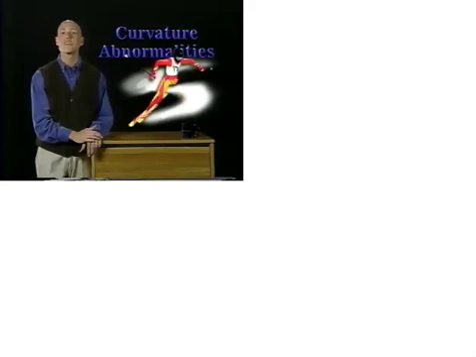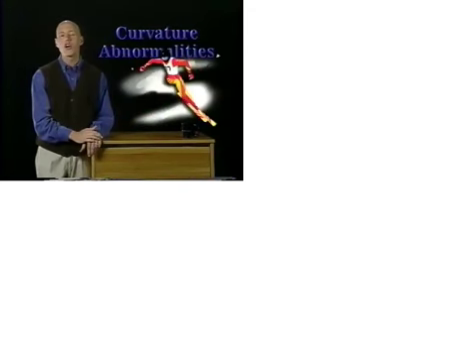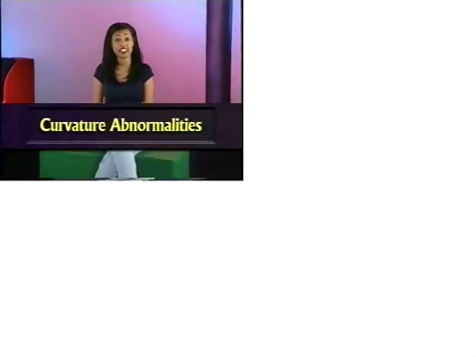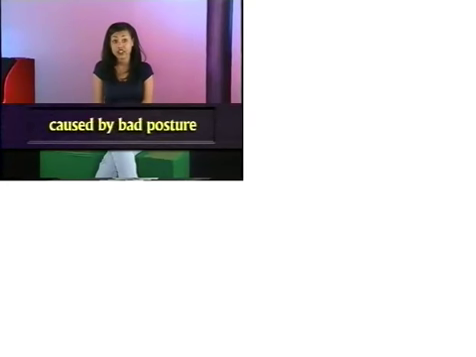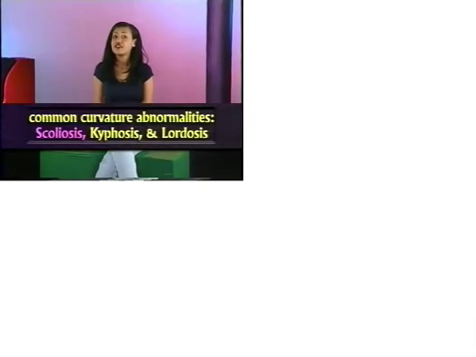But as with all things good, curvatures have a downside, namely curvature abnormalities. Curvature abnormalities can be blamed on any number of factors. Some are congenital, which means they were present before birth. Some are even caused by bad posture. There are a few common curvature abnormalities, like scoliosis, kyphosis, and lordosis.